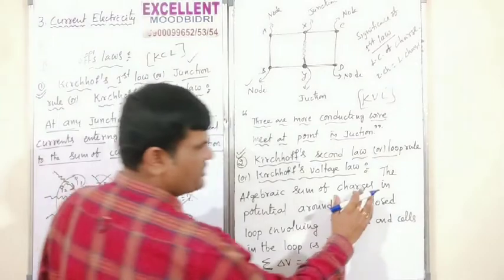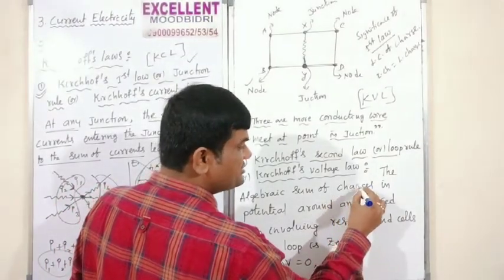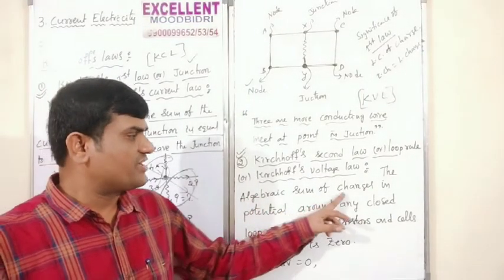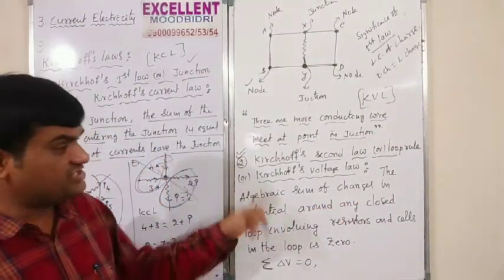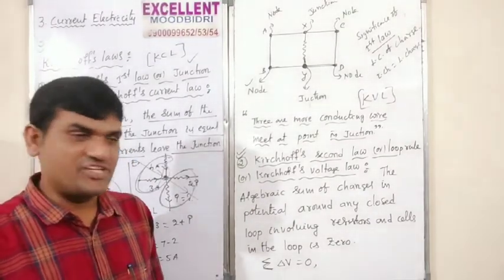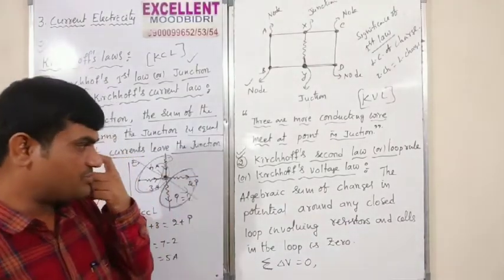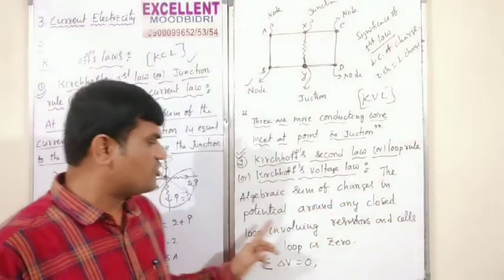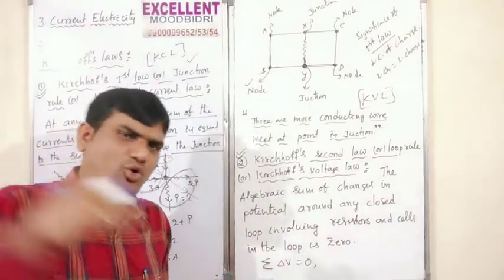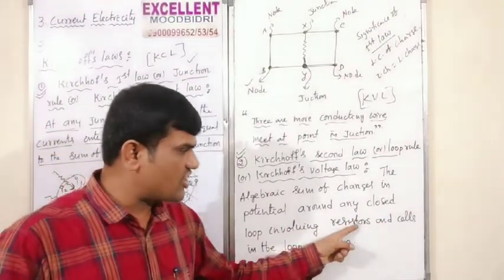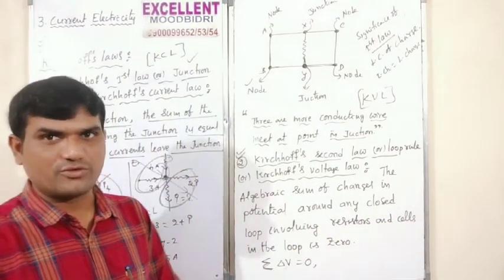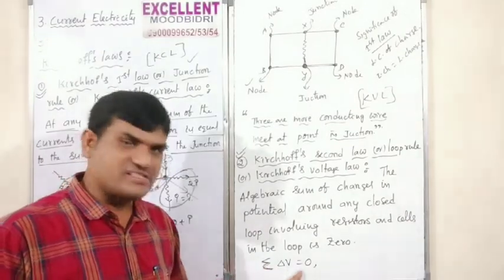Extremely sorry, this point is missed out here. Not charges, changes. Extremely sorry. So what is that? The algebraic sum of changes in potential, delta V. The algebraic sum of changes in potential around any closed loop involving resistors and cells in the loop is 0. The summation of delta V is equal to 0.